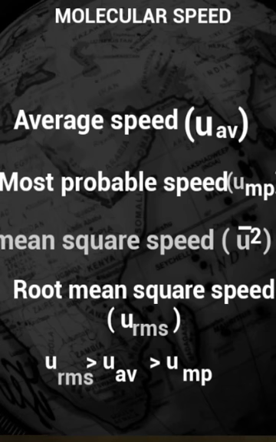Thus, in this section, you should know the definition of four terms: average speed UAV, most probable speed UMP, mean square speed u bar square, root mean square speed URMS. The relation is URMS is greater than UAV is greater than UMP.